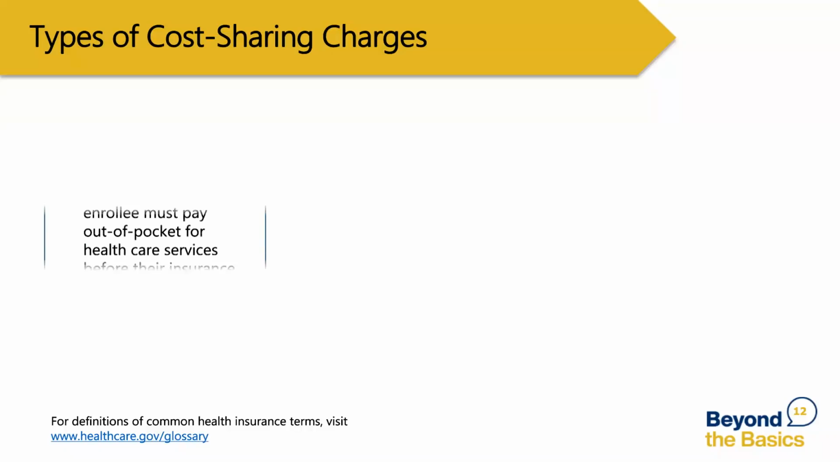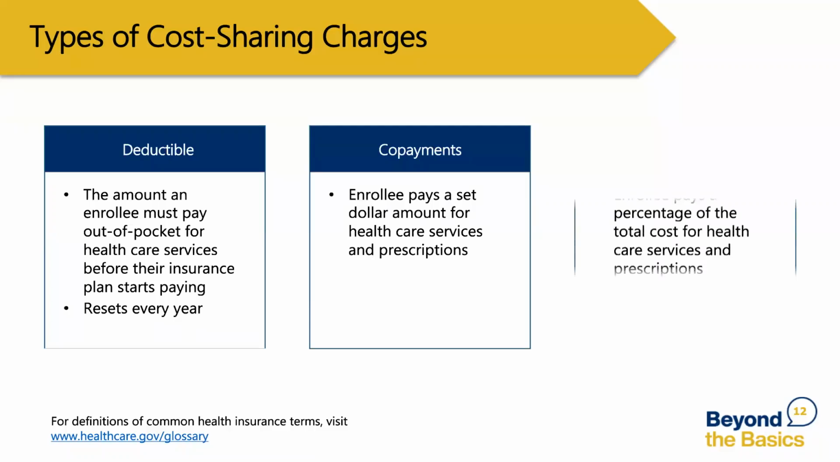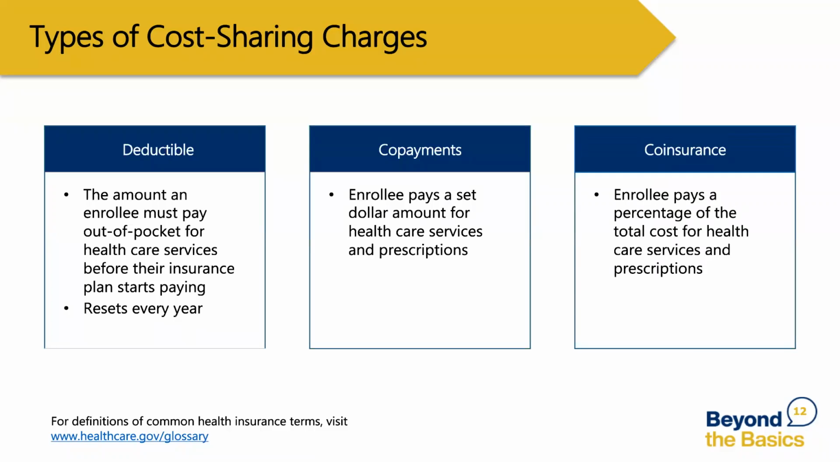So some of the types of cost sharing charges you may have heard about. The deductible. The deductible is the amount an enrollee must pay out of pocket for healthcare services before their insurance plan generally starts paying for those costs. It resets every year. So if somebody starts in January, their deductible has started.